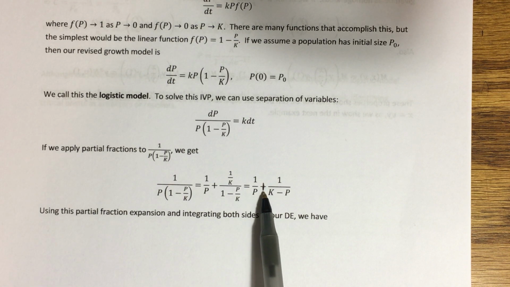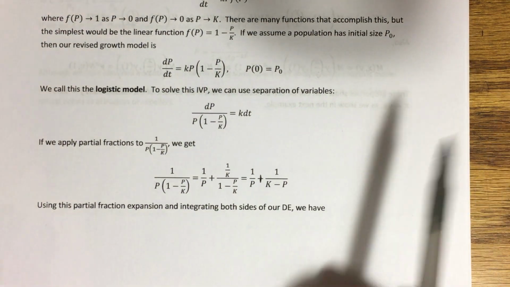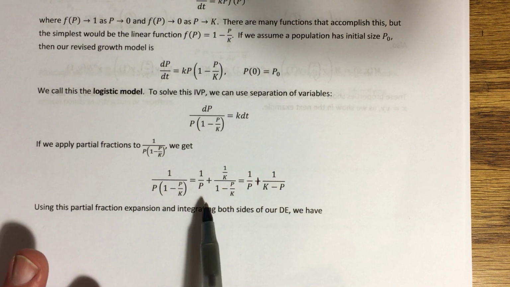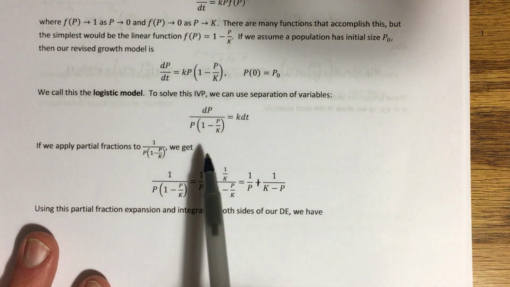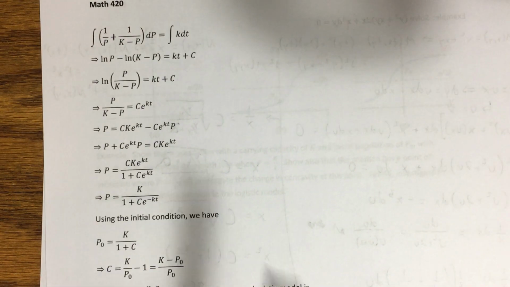If that looks sloppy, I had a typo there that was a minus. It's meant to be a plus. Okay, you'll see another little fix like that on the next page. So using this partial fraction expansion, I can now integrate both sides of this thing up here. That's going to look like this, okay?